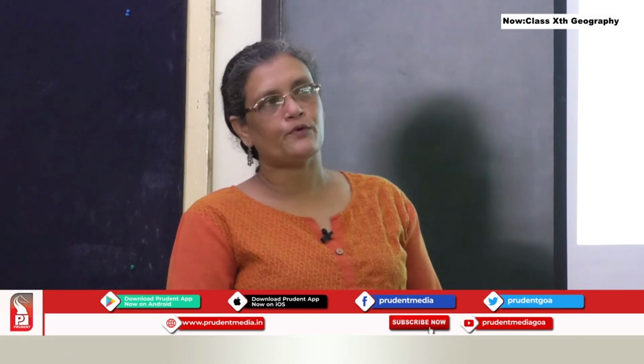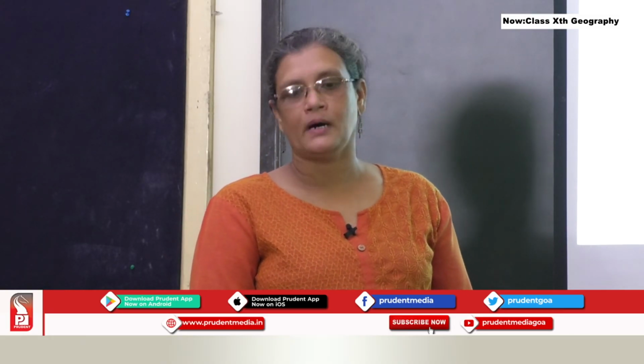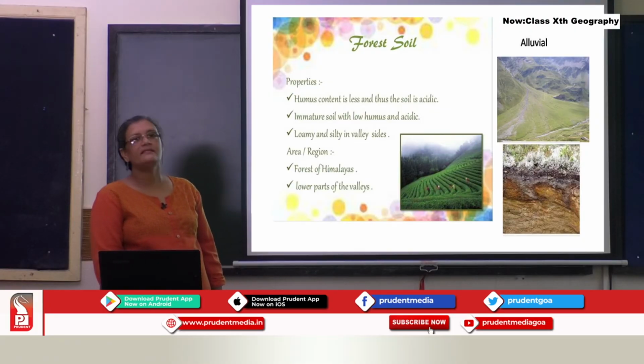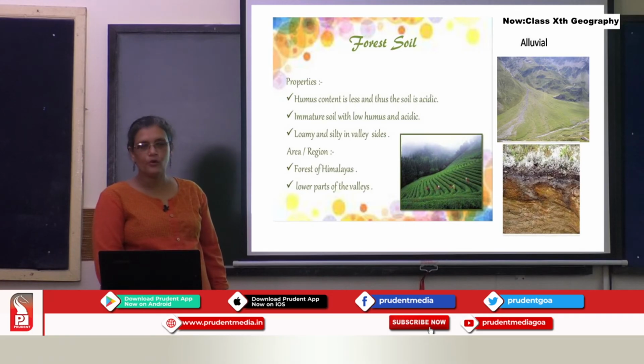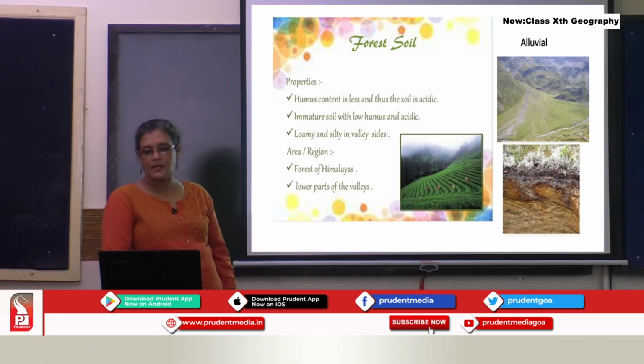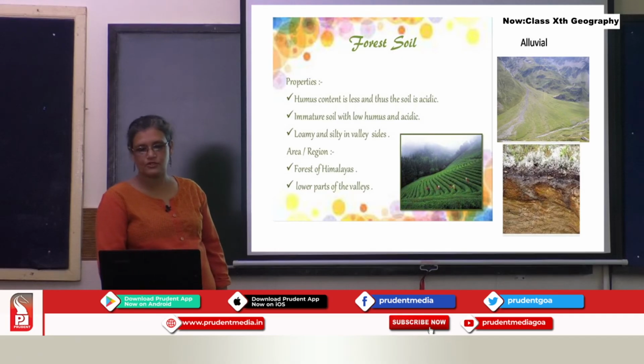The last type of soil that we have is forest soil or mountain soils. We will see that the humus content here is less and the soil becomes acidic in nature. It is immature soil with low humus content. It is loamy and silty in the sides of the valleys. Being mountain soils or forest soils, they are along the forests of the Himalayas and in the lower parts of the valleys. Alluvial fans form when the waters come down the mountain soil. This is a picture of the mountain soil.